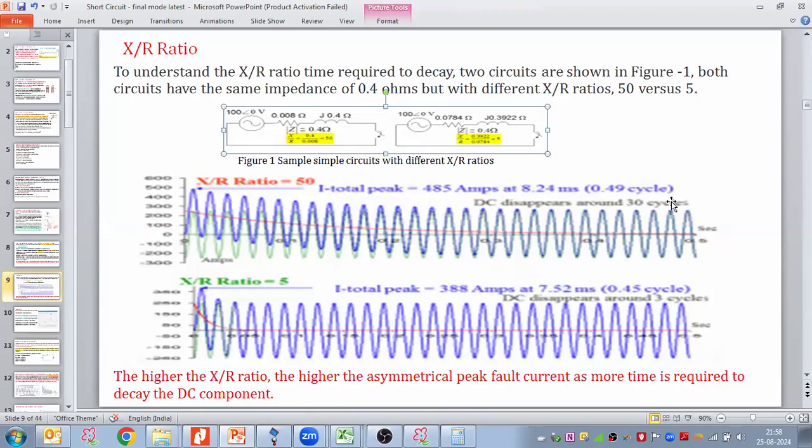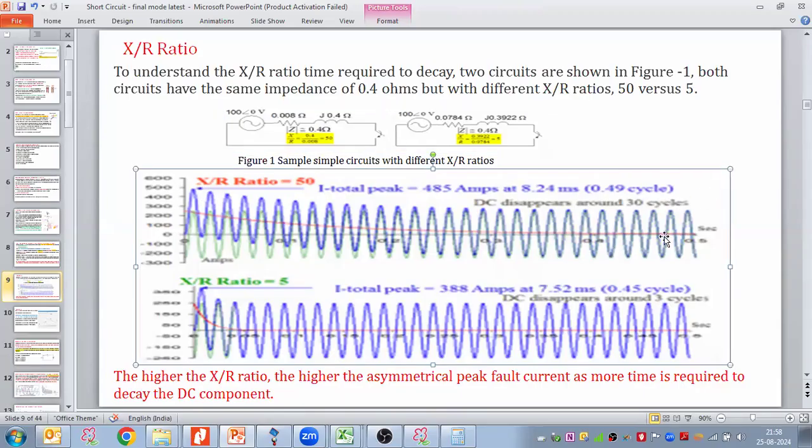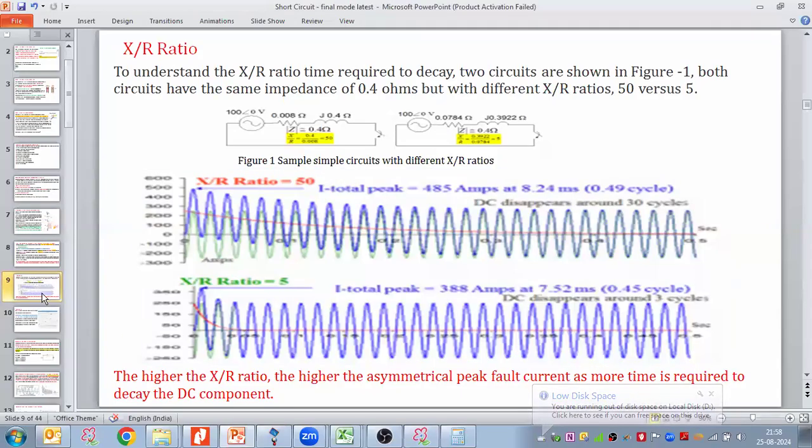If X by R ratio is higher, it is taking longer time, and total peak current is 45 ampere. If X by R ratio is 5, it just decays, and total peak current is 388 ampere. So peak current is changing, but symmetrical current would not be changed, that would be same. The higher the X by R ratio, the higher the asymmetrical peak fault current, as more time is required to decay the DC component.